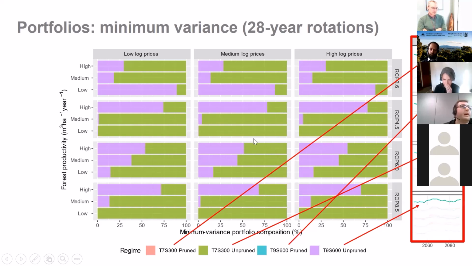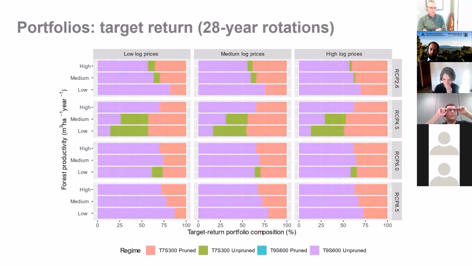But we can create other types of portfolio, and this is one example where we set a given target return for the portfolio. Now the portfolio is trying to minimize risk once it reaches a specific return level. When we set a target return, we start to see pruned regimes that are more profitable, according to the data that we simulated here, appear in the portfolio. But once you have enough pruned regimes to meet your target return, you again go back to the unpruned regimes for risk mitigation. Okay, so just quickly, some conclusions and future research directions.